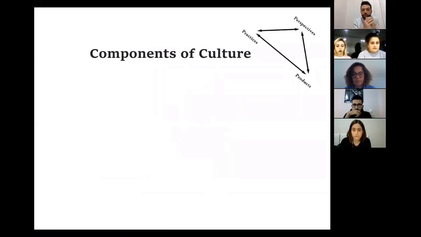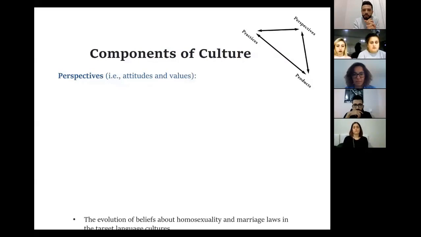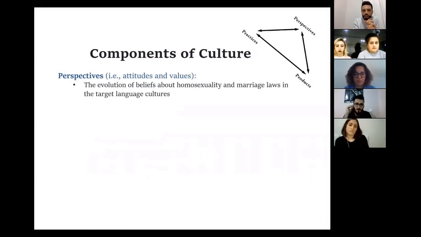And in terms of components of culture, there are three components. These are perspectives, practices, and products. When I say perspectives, what I mean is the attitudes and values that people have about culture. For example, the evolution of beliefs about homosexuality and marriage laws in the target language cultures. People have certain ideas about LGBTQ issues in Turkey when compared to the States or the European countries. So our attitudes and beliefs about such issues could be problematic.